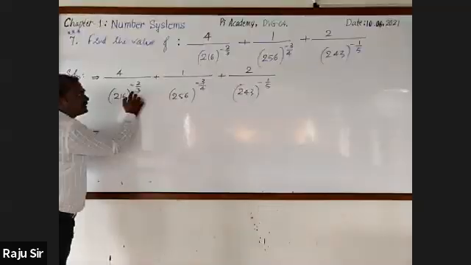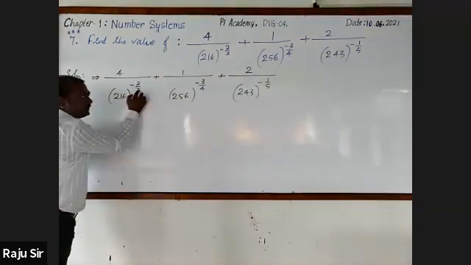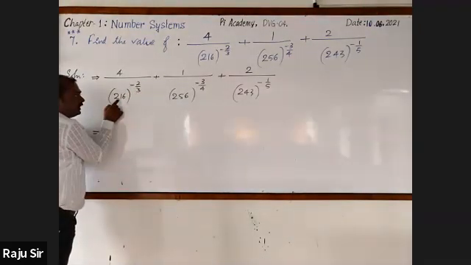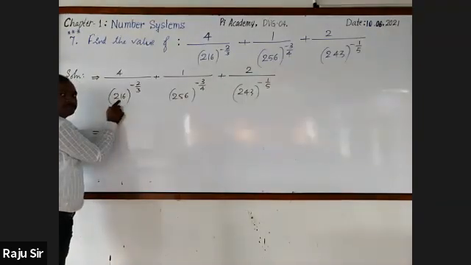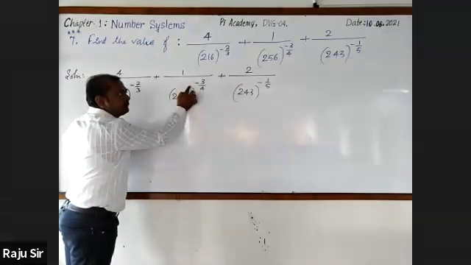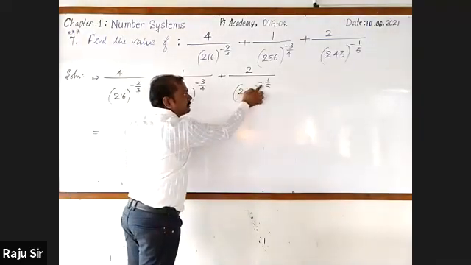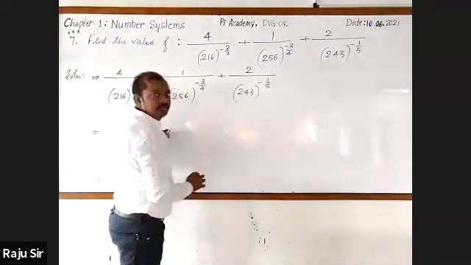Sir, can we take only the denominator reciprocal? Power is minus 2 by 3. In that, 3 is in the denominator. Therefore, this number should be expressed as the power 3. Here, this number should be expressed as the power 4. This number should be expressed as the power 5.